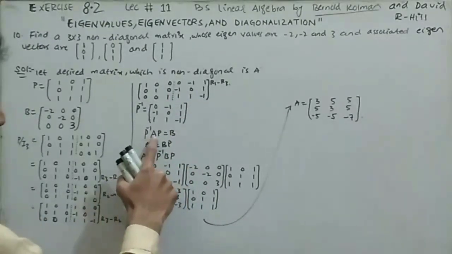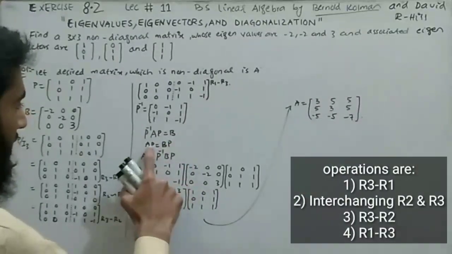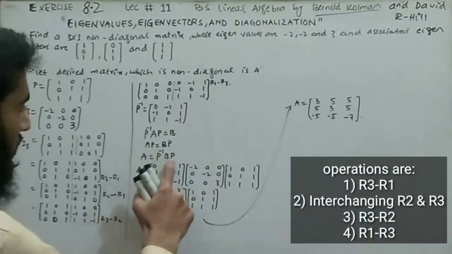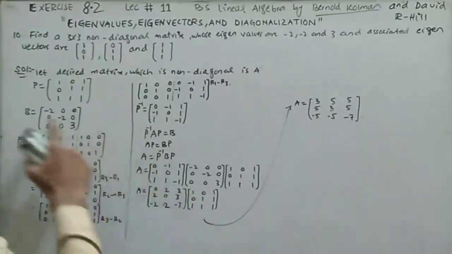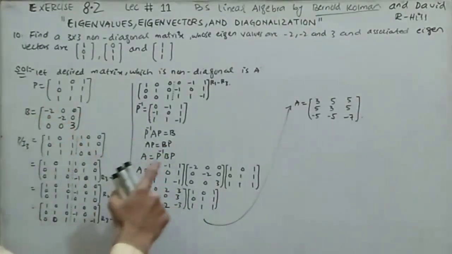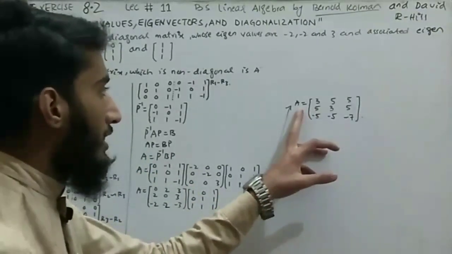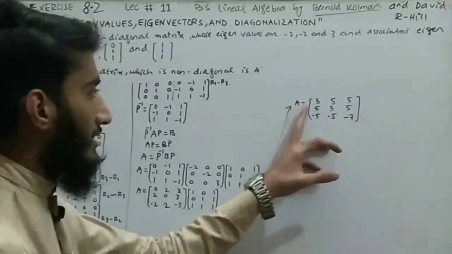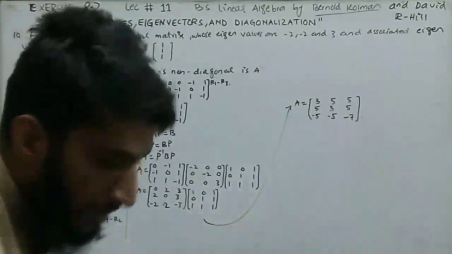Now using the formula P inverse A P equal to B, shifting P inverse to the right hand side gives A P equal to P B, and shifting P to the right hand side gives A equal to P B P inverse. Now P inverse, B and P are all given. By multiplying these three matrices and simplifying, it will give us the required 3 cross 3 non-diagonal matrix.